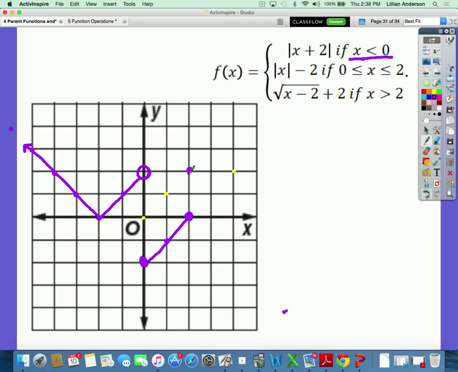Oh, open circle? Because it's not defined. Right 2, up 2. And there's the square root function. And that's it. It's really not different, it's just they're combining 3 graphs into one. Combine 3 graphs into one and erasing the parts that you don't need.